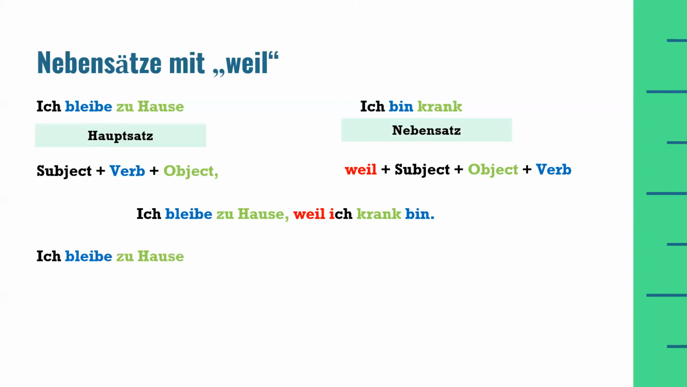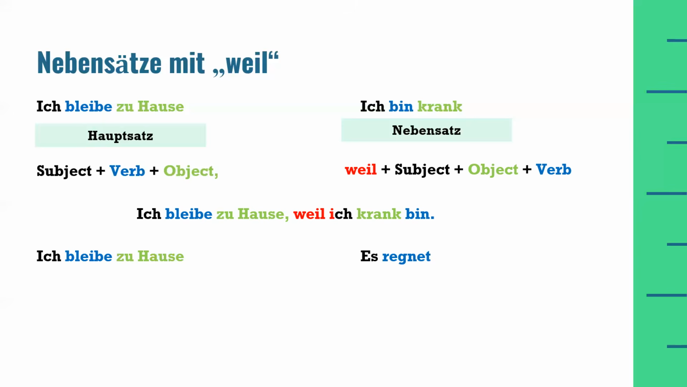Now let's look at the next example. Ich bleibe zu Hause. I stay at home. So here again, there is one statement or one fact which is presented by the Hauptsatz. And the Nebensatz here is es regnet. So the reason why I stay here can be different. In this sentence, the reason is es regnet, it rains.